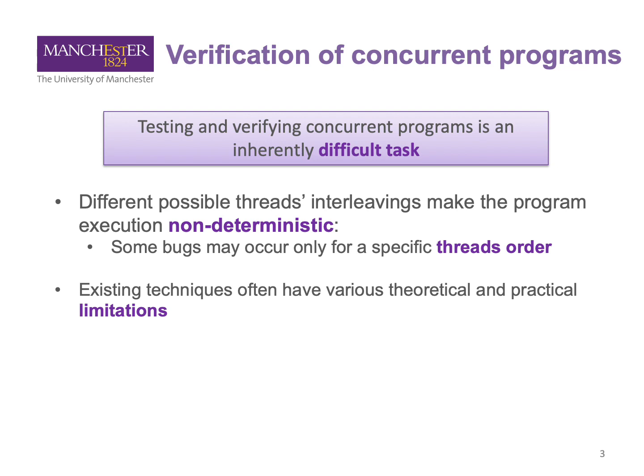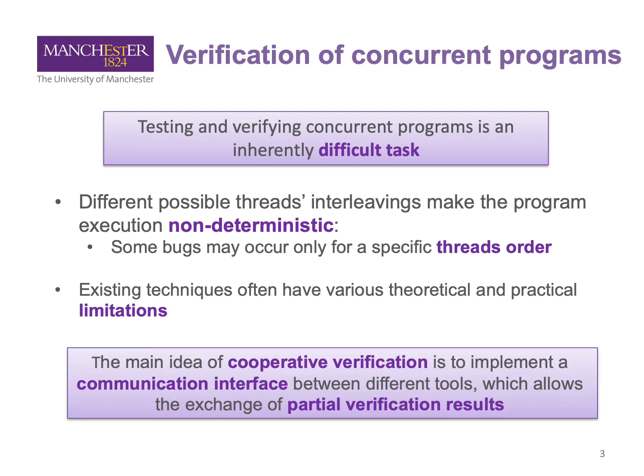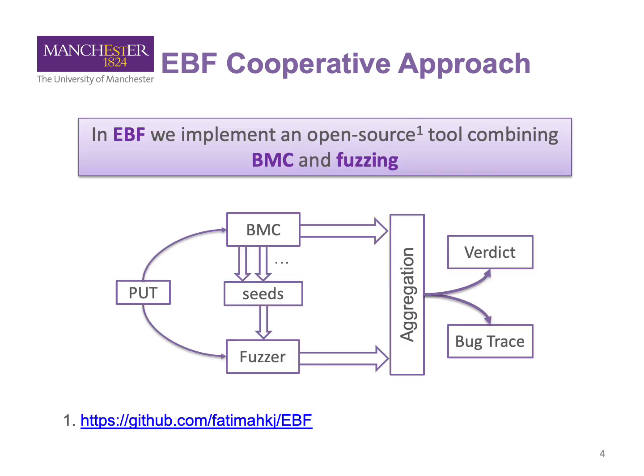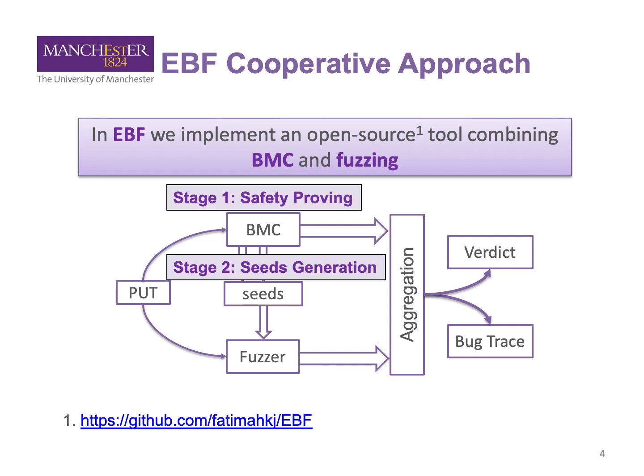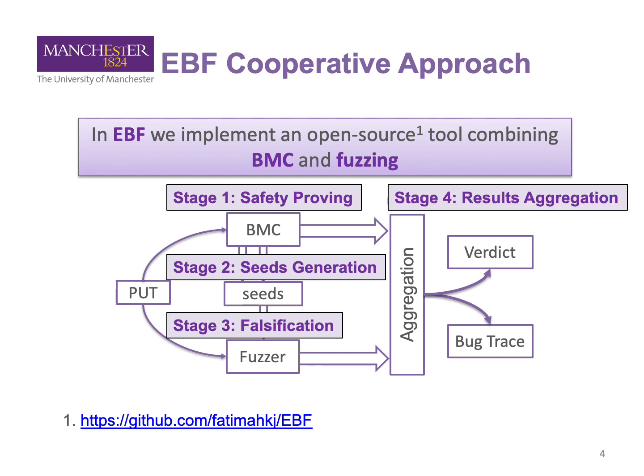A possible solution for this is cooperative verification. The main idea of cooperative verification is to implement a communication interface between different tools which allows the exchange of partial verification results for enhancing the overall verification process. In EBF, we implement an open source tool combining bounded model checking and fuzzing. The verification process in EBF consists of 4 consecutive stages: safety proving, seeds generation, falsification, and results aggregation.